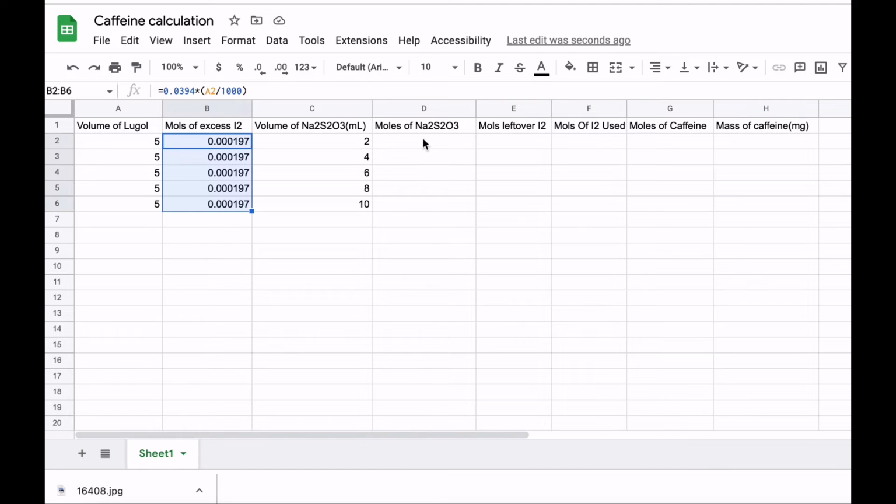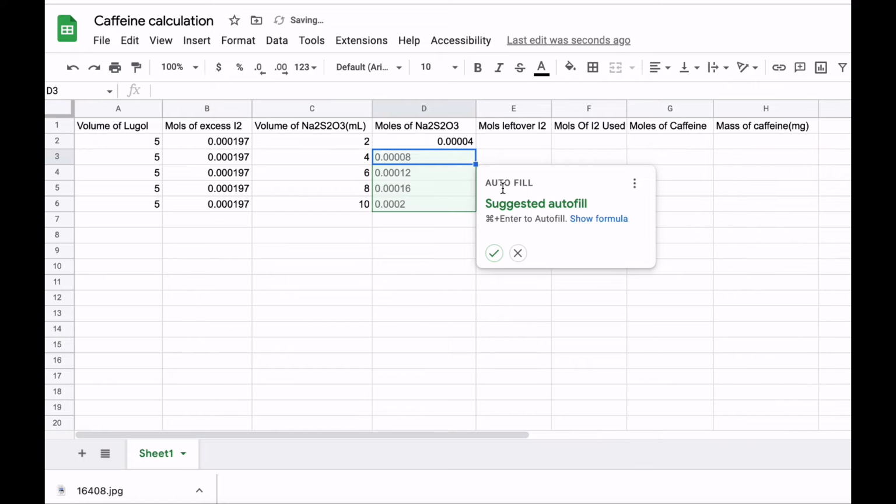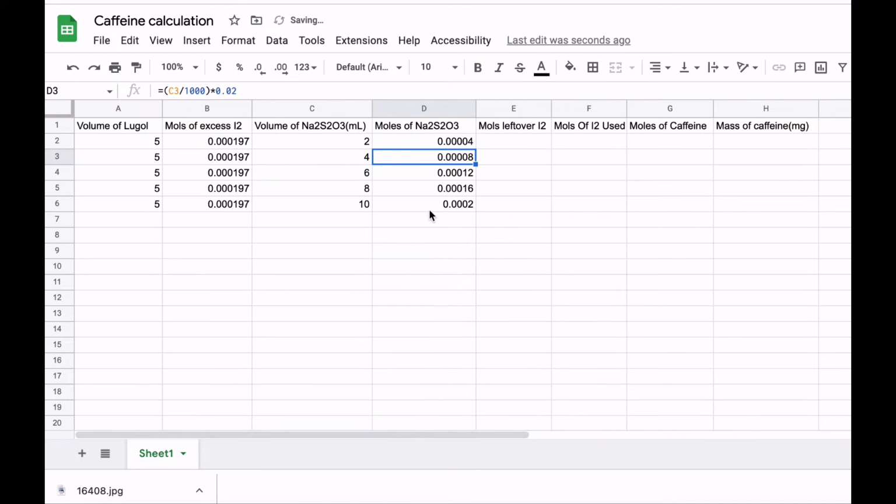Now we have to calculate the moles of sodium thiosulfate that we used. To do that, we need to know the volume of sodium thiosulfate that was used, and it's given here, but it's given again in milliliters. So we click on the cell there, divide that by 1000 so that it's in liters, and we multiply that by the concentration of sodium thiosulfate. In our case it was 0.02, and we get the moles of sodium thiosulfate that we used.